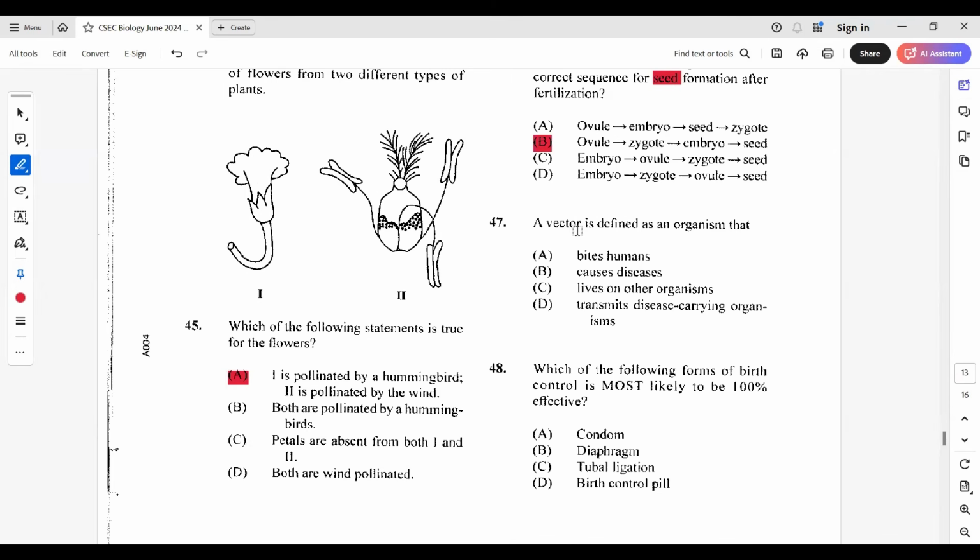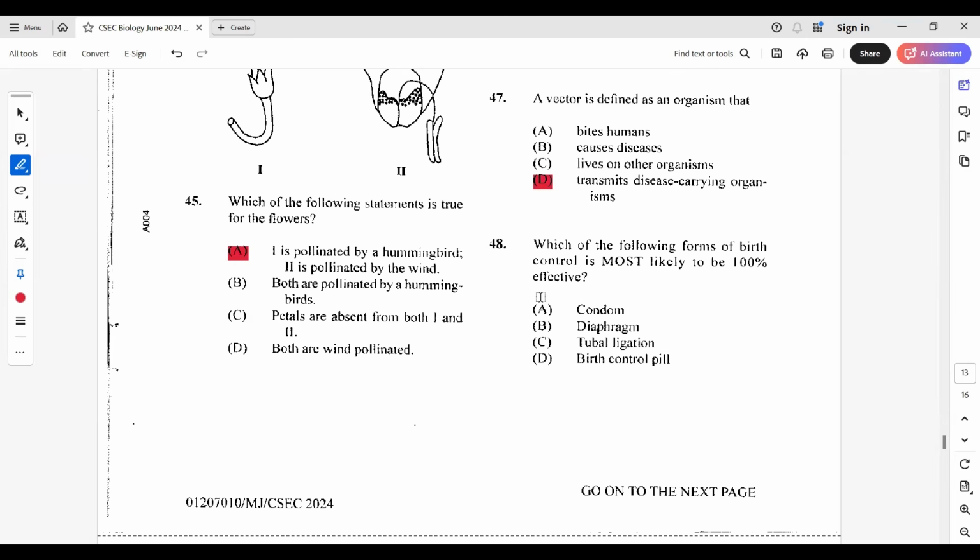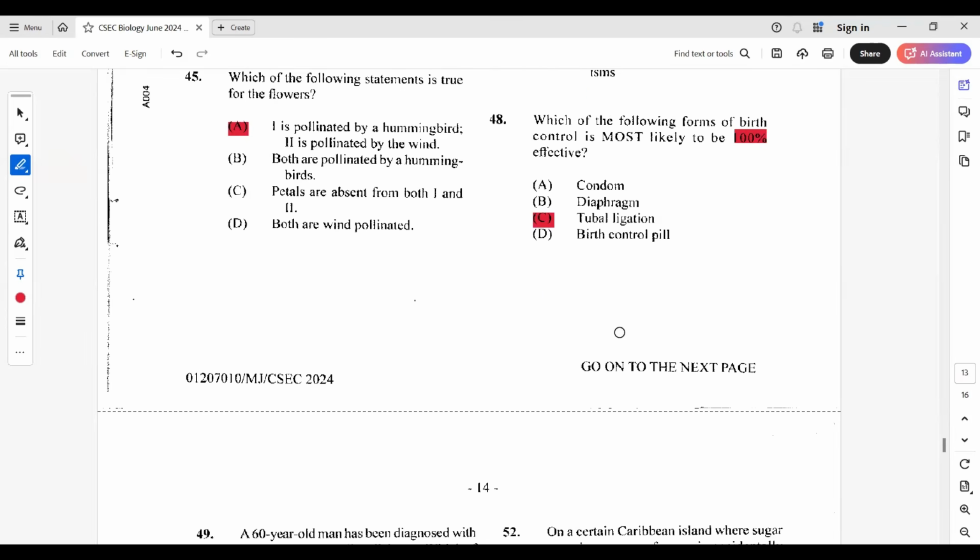47, a vector is defined as an organism that transfers the pathogen, it carries the disease-causing organism. Yeah, so D is our answer. 48, which of the following forms of birth control is most likely to be 100% effective? We are looking for a surgical method, tubal ligation. That is for females.